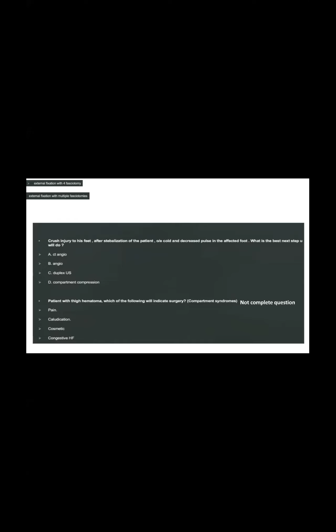It's not the best next, it's a definitive test. So the CT angiogram we have to do is a definitive test, but with a decreased pulse, I have to assess by duplex ultrasound. Duplex ultrasound.